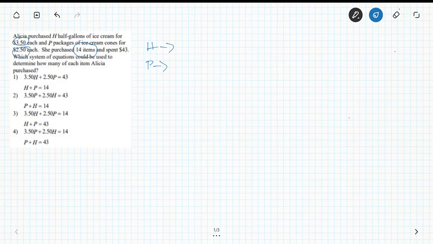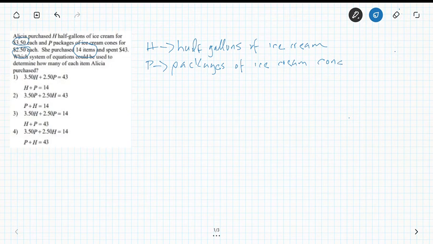So we do not know how many half gallons of ice cream we have. Okay. We also do not know the number of packages of ice cream cones. Okay. You do not have to write the whole half gallons of ice cream, packages of ice cream, but it's nice to do that. You can abbreviate it in some way.